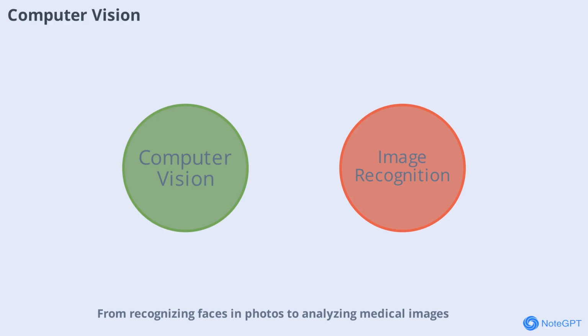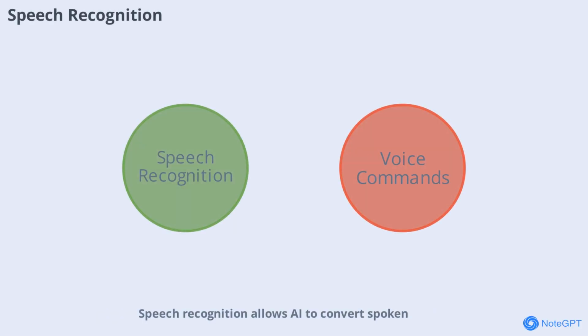From recognizing faces in photos to analyzing medical images, this technology is transforming industries and everyday experiences. Speech recognition allows AI to convert spoken words into text and understand voice commands. This technology is behind virtual assistants, voice search, and hands-free device control, making technology more accessible and convenient.